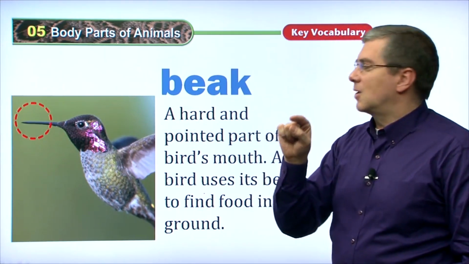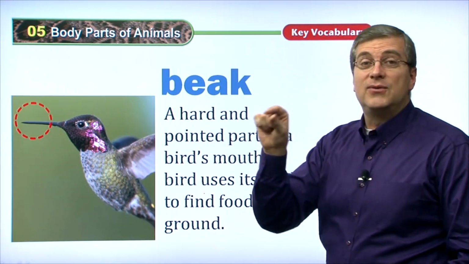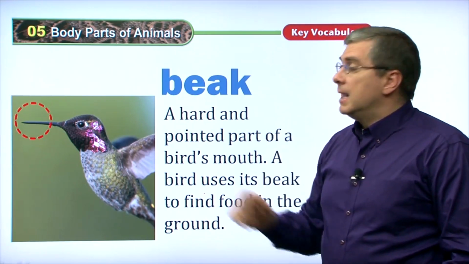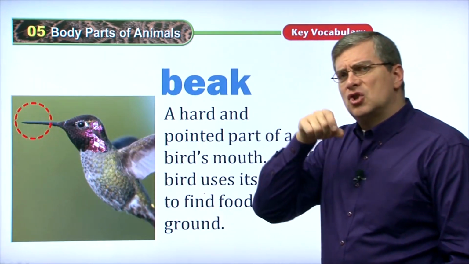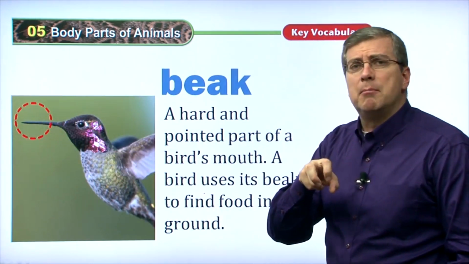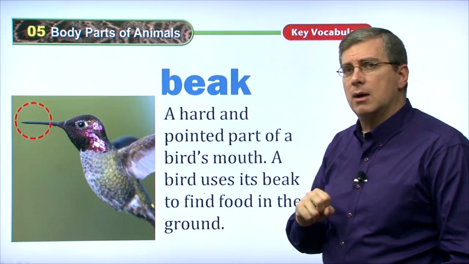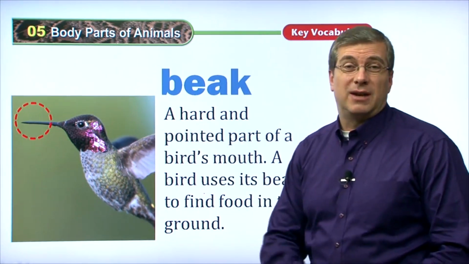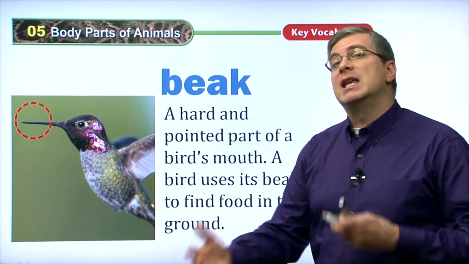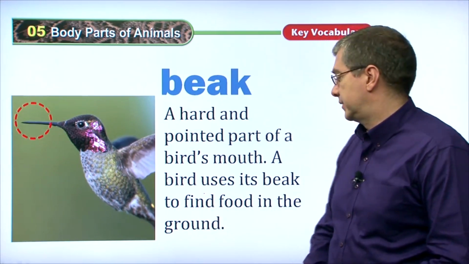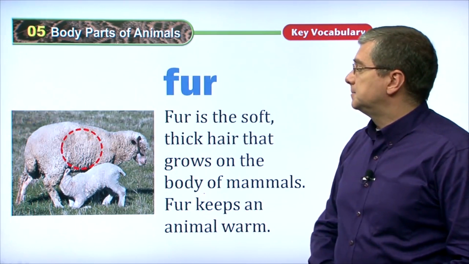Maybe he can also find food inside of the tree. Now, the owl doesn't have a really long beak, but the owl has a sharp beak for being able to catch mice or small animals on the ground. Okay, so different birds have different sizes and different shapes to their beaks, and they use them for many different things. Okay, so let's move on.